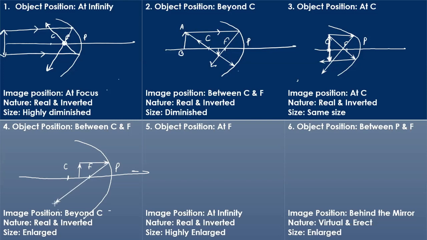Another ray, I have directed it towards center of curvature. So what will happen? It will hit it and it will again retrace the same path. So if I take this again beyond, these rays are meeting at this particular point over here. They are meeting at this point. So there my image is formed. The yellow one is the image. It is beyond C, real, inverted and enlarged.